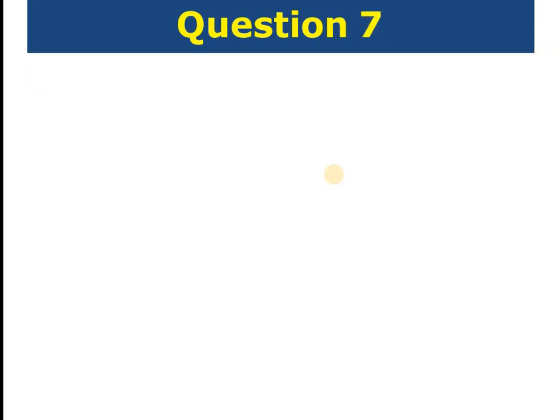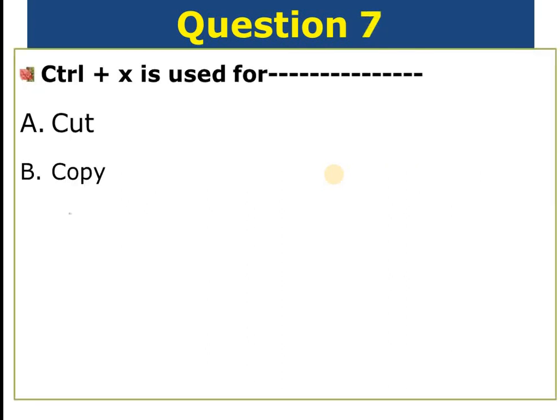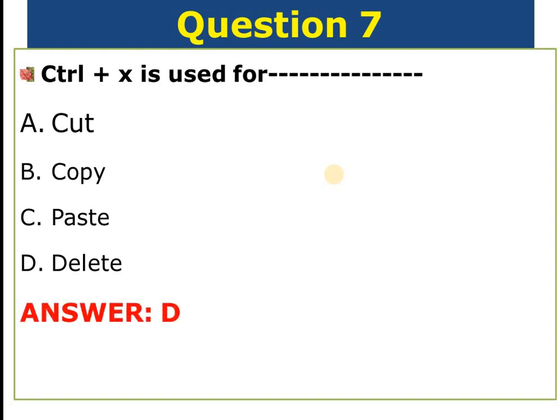The next question, question number 7. Ctrl plus X is used for A. Cut, B. Copy, C. Paste, D. Delete. Choice D is the answer. That means delete. Ctrl plus X is used for deleting file. Okay.